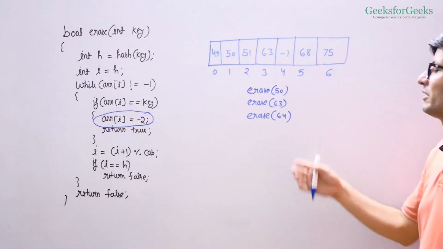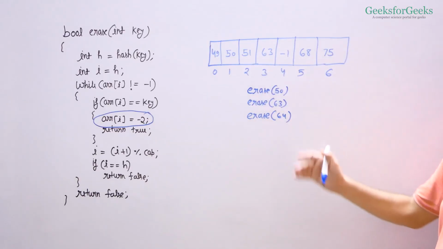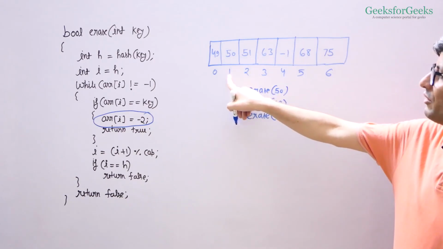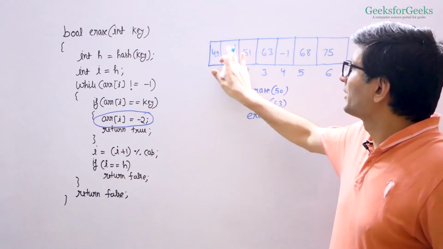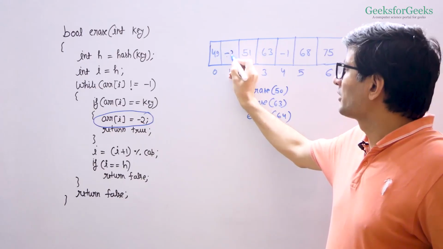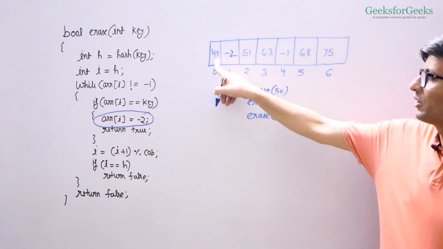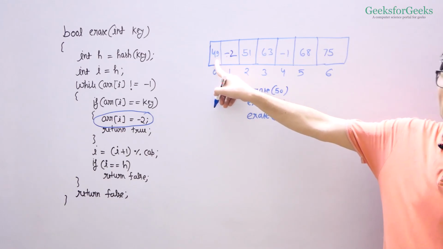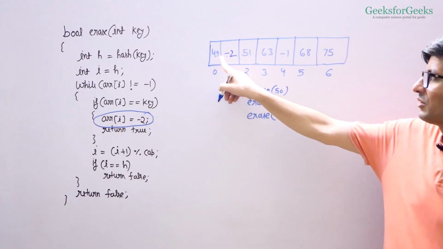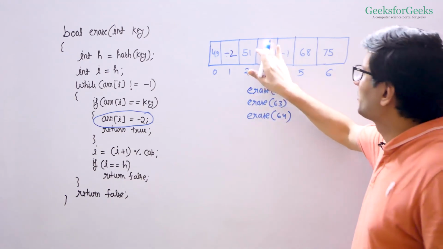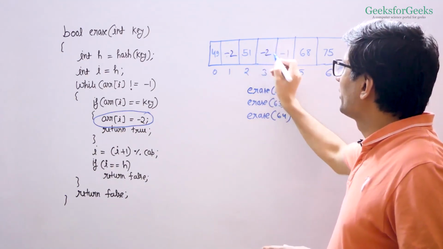Let's understand it with this example. Say we have this hash table, we wish to delete 50. So we'll compute the hash function, we'll get the value 1 and we'll mark it as -2. This is deleted now. Now we want to delete 63. We'll come to the slot. We'll do linear probing. Please note that like search, we do not stop at -2. So we'll continue from here. We'll come here, and we'll mark it as -2. That this has been deleted.